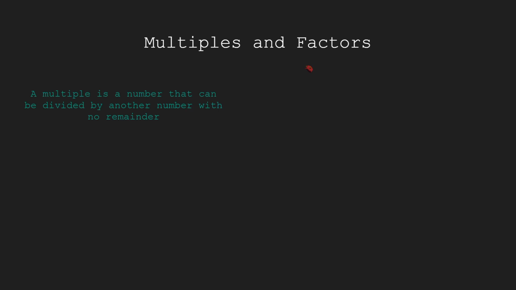A multiple is a number that can be divided by another number with no remainder. If you don't understand, then the multiples of 3 are 3, 6, 9, 12, 15, 18, 21, 24, 27, and 30, and they infinitely go on. And if you're still a little bit unsure on what multiples are, practically in simple terms, they're just the times table. So 3 times 1 is 3, 3 times 2 is 6, 3 times 3 is 9, 3 times 4 is 12, and so on and so on.